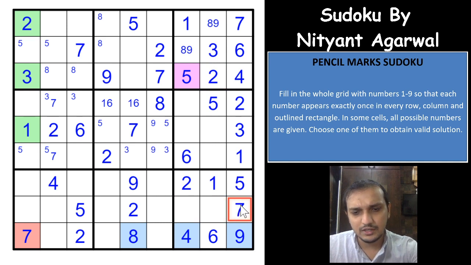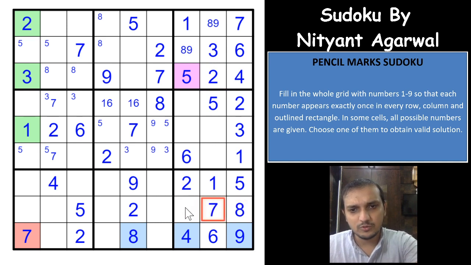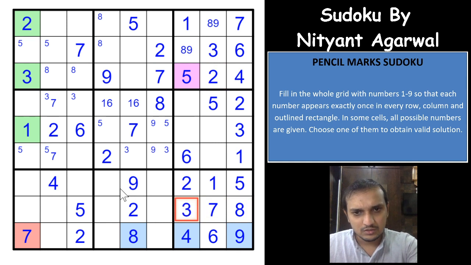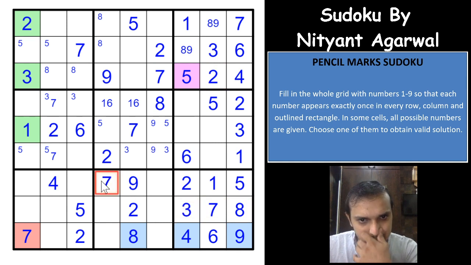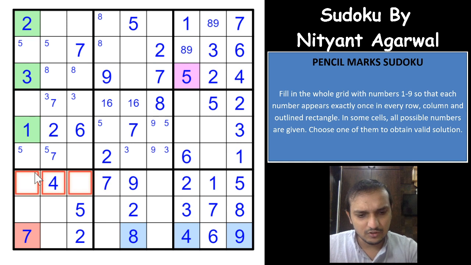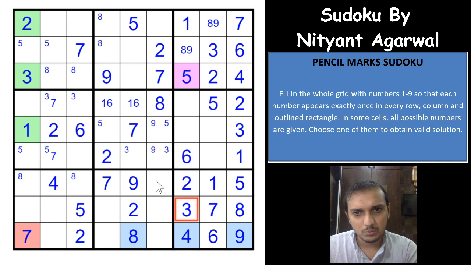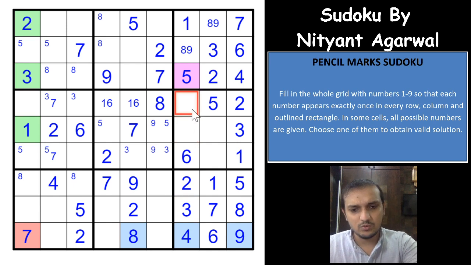This would have to be 8. These three cells would have to be 3 and 7. That gives you a 7 here. That gives you an 8 in one of these two cells. Okay. 8, 9 and 7. So this is a 7 now.